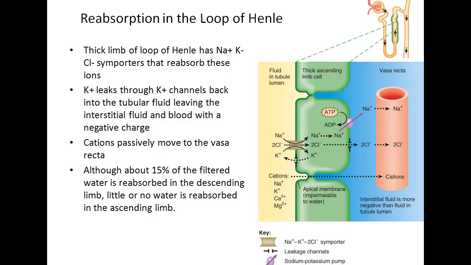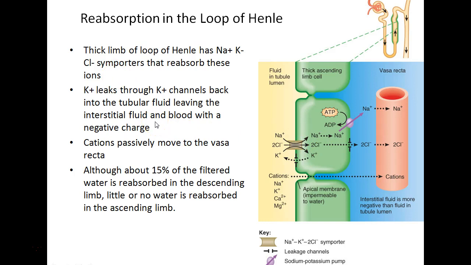Now we move along the anatomy. We see how reabsorption occurs in the loop of Henle. We might recall that this nephron loop, or loop of Henle, has thick and thin portions to it. You might recall that the thick limb is created by thicker epithelia. So at this thicker limb, we have sodium, potassium, and chloride symporters that reabsorb these ions. Here we can see that symporter.